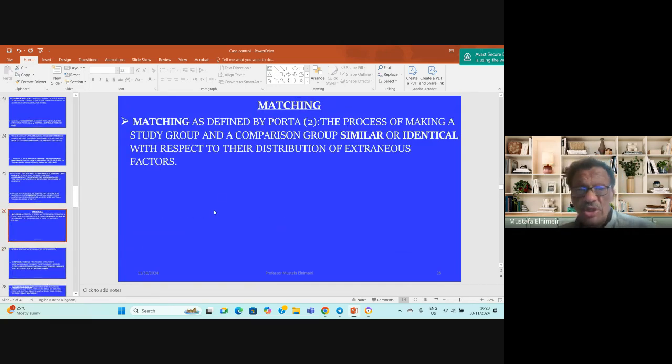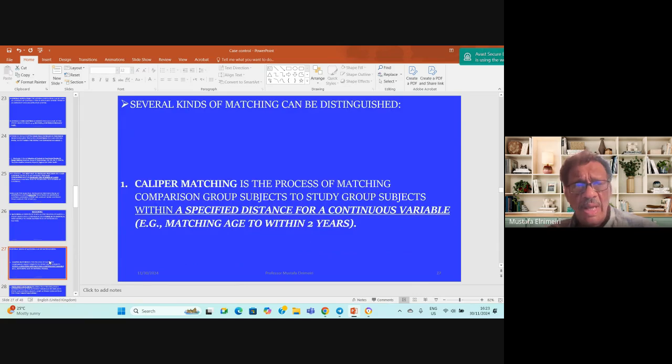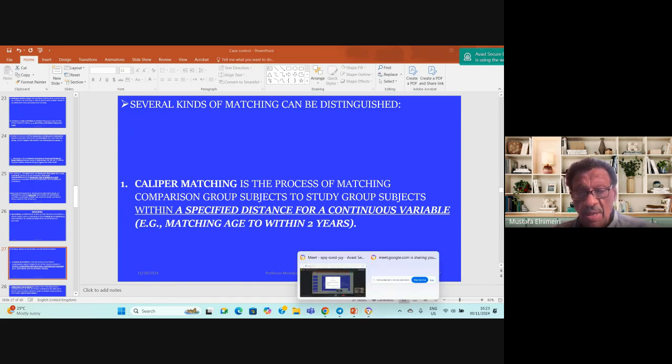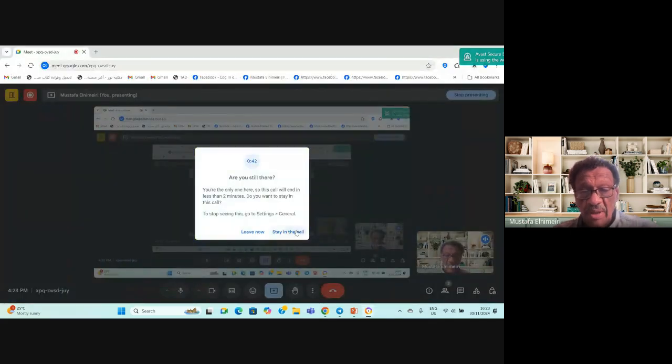Now we talk about matching. Matching, as defined by Porta, is the process of making a study group and the control group similar or identical with respect to their distribution of extraneous factors. We have several types of matching that can be distinguished. For example, we have caliper matching, which is a process of matching comparison group subjects to study group subjects within a specified distance for a continuous variable, for example, matching age up to 2 years, and this can be accepted, as we have mentioned.